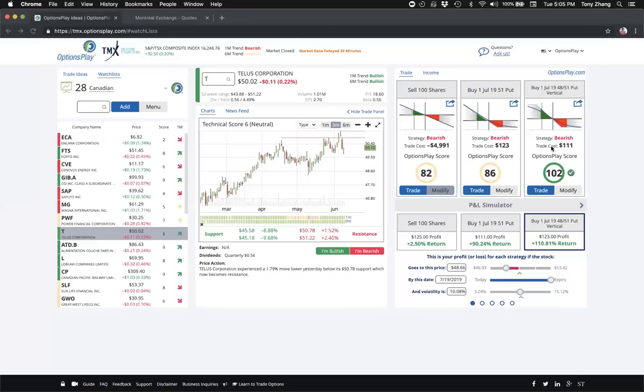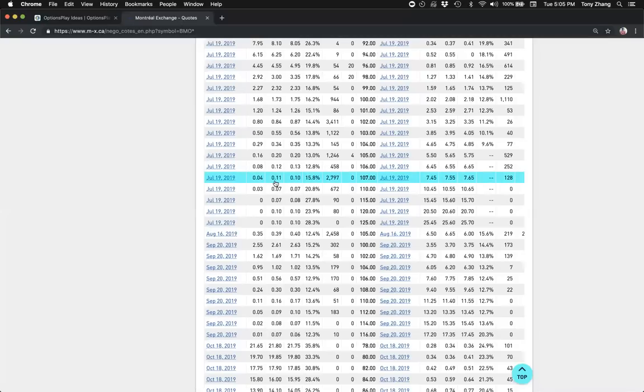Gene is saying not trading but page equals confusing. I'm not sure what you mean by that, Gene, if you can clarify, I'm happy to answer that. Unless you meant the option chains. If you meant the option chains are confusing, I completely agree.